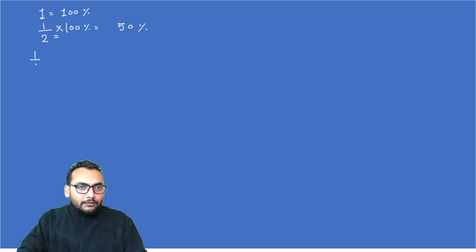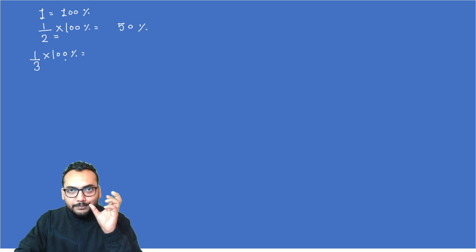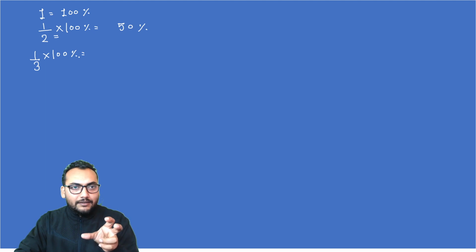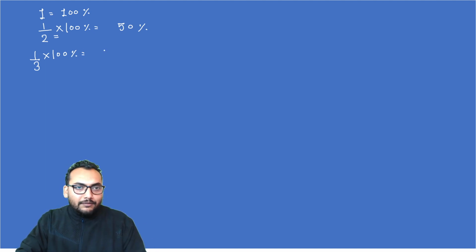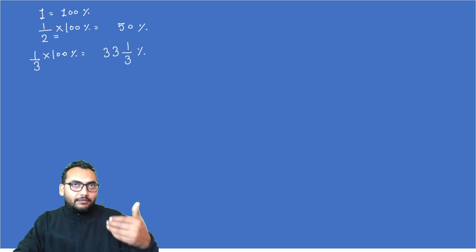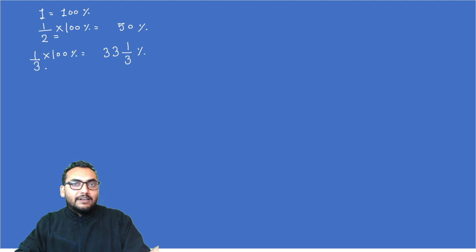If you want to convert 1 by 3 into percentage, you will multiply 1 by 3 with 100%, that means you want to convert a part into 3 equal parts, right? So what you will get is 33 1 by 3%. And how will you get 33 1 by 3%? Because when you divide 100 by 3, the table will go 33 times and 1 will be the remainder and 3 will be the denominator.